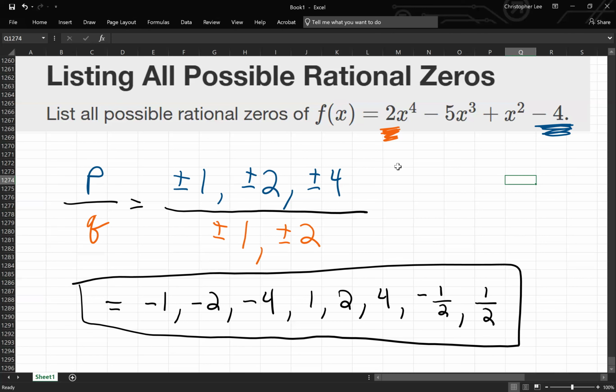So now that you have those numbers on top and bottom, you're going to put them together to make all these numbers here. The numerator is from the constant term, and the denominator is from the leading coefficient term. So these are all the possible zeros, and to prove which ones are the actual zeros, you use the long division or the synthetic division to prove it.